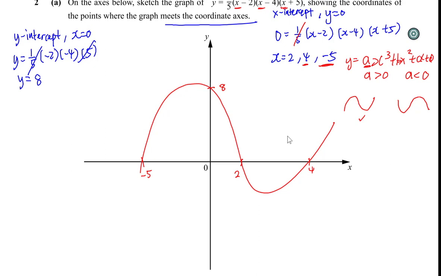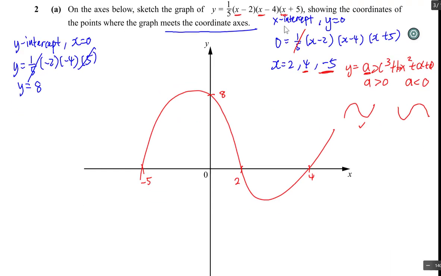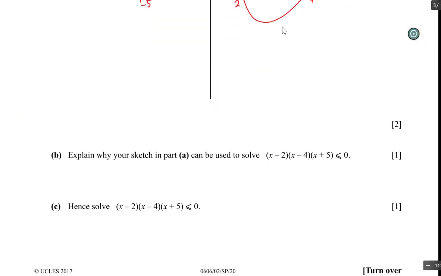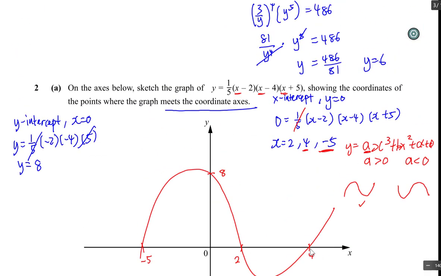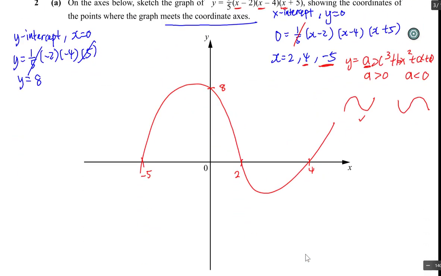So yeah, you need to realize first thing is this is a cubic equation. Second, you need to know about the cubic equation shape. Then only you can draw this one. I believe they'll give you a few marks, 2 marks for this. Explain why the sketch in part A can be used to solve the inequality. Yeah, for this explanation you can use any words you think make sense. Okay, why can you use this curve from part A to actually solve this equation.